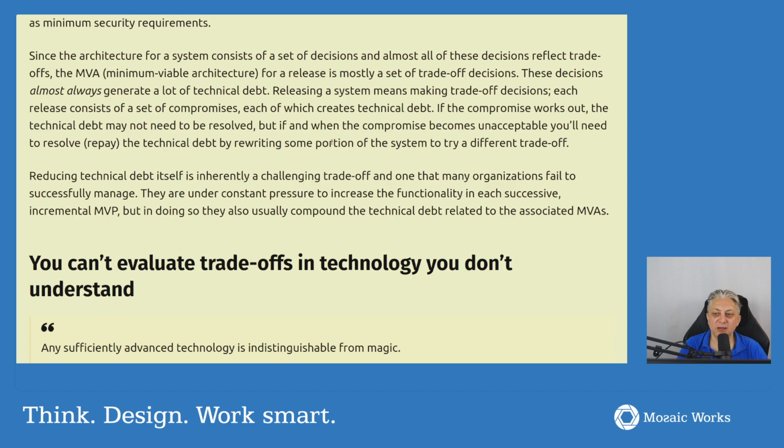Releasing a system means making trade-off decisions. Each release consists of a set of compromises, each of which creates technical debt. If the compromise works out, the technical debt may not need to be resolved. But if and when the compromise becomes unacceptable, you'll need to repay the technical debt by rewriting some portion of the system to try a different trade-off. Reducing technical debt itself is inherently a challenging trade-off, and one that many organizations fail to successfully manage. They are under constant pressure to increase the functionality in each successive incremental MVP, but in doing so, they also usually compound the technical debt related to the associated minimal viable architectures.